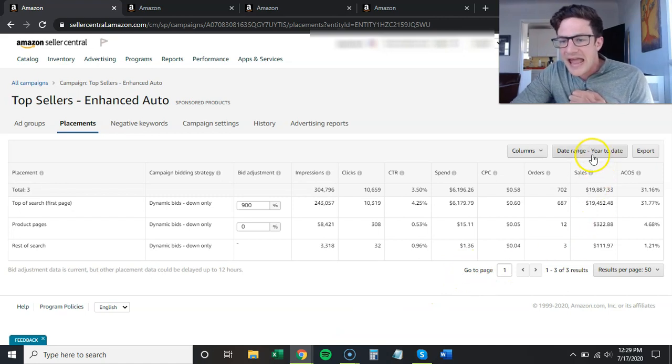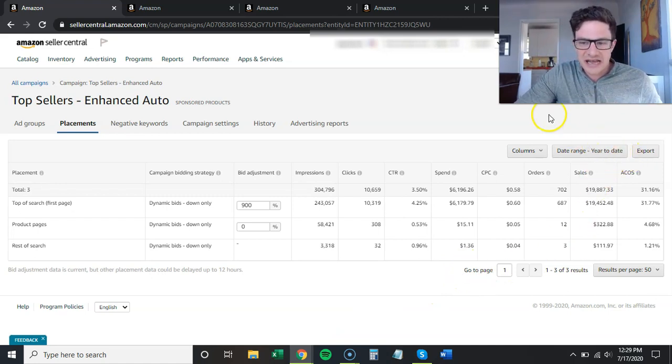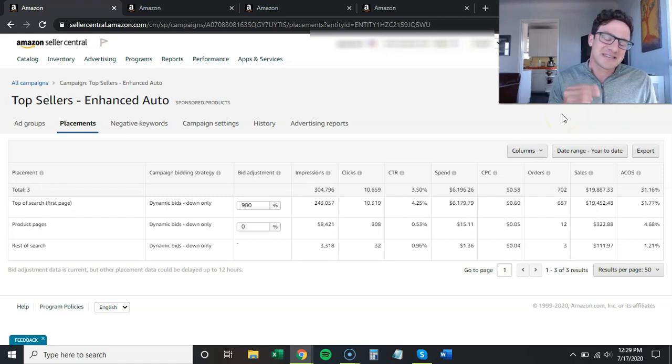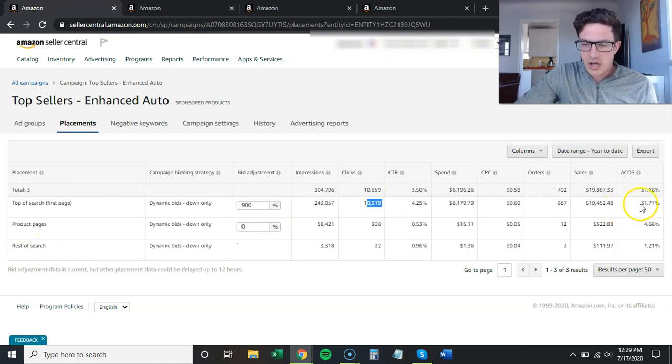So I have year-to-date data, because I'll show you in a second that this was actually 4 or 5 months ago. I told you I've been holding on to this tip for quite some time now, but I've seen other people do this, and I'm sure other sellers have thought of this. So for this one, we were getting some bids in product pages and rest of search, but still most of it was at the top of the search.